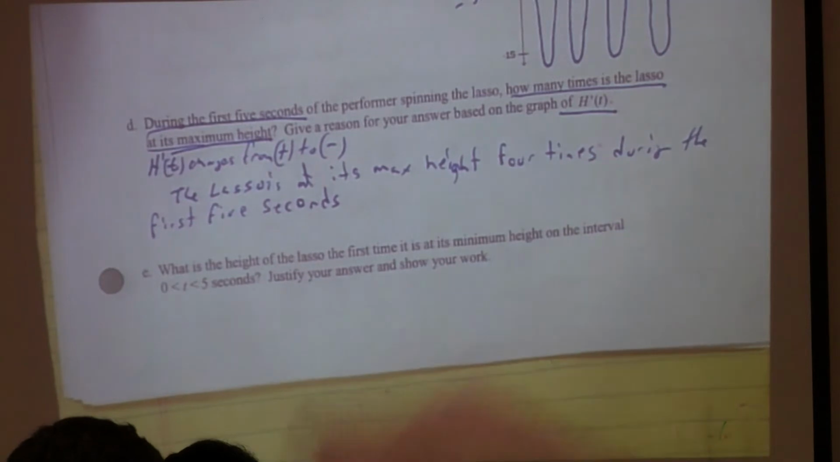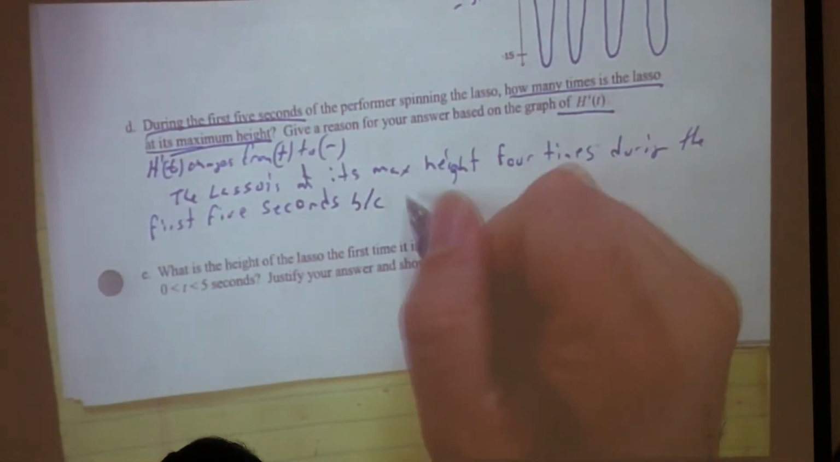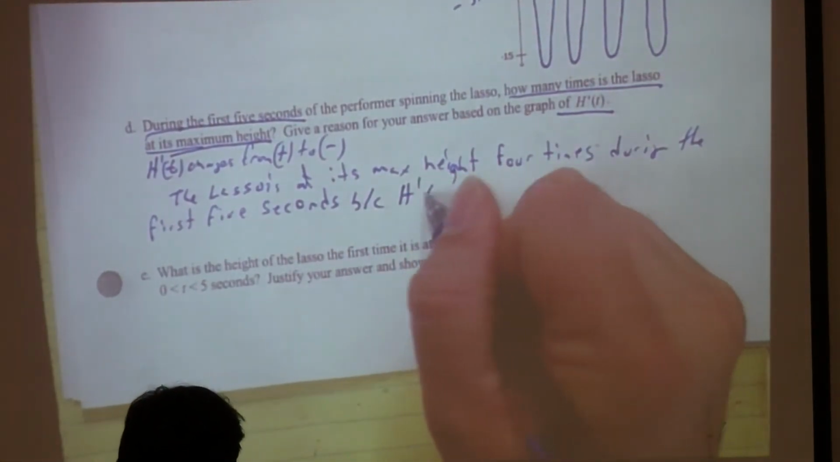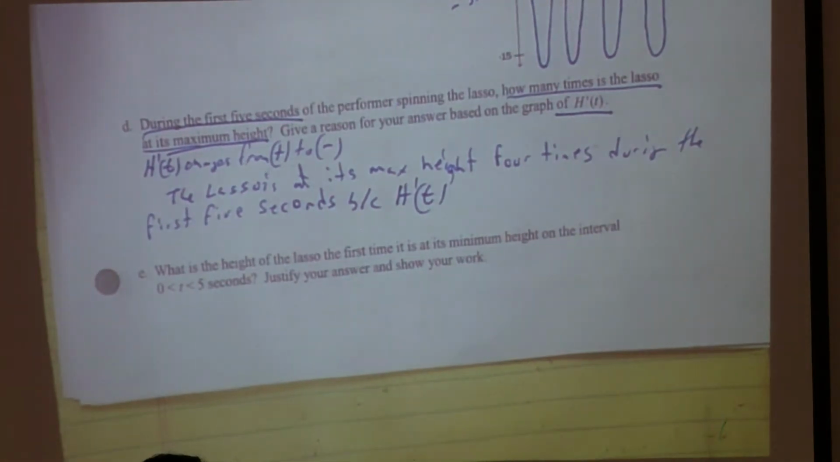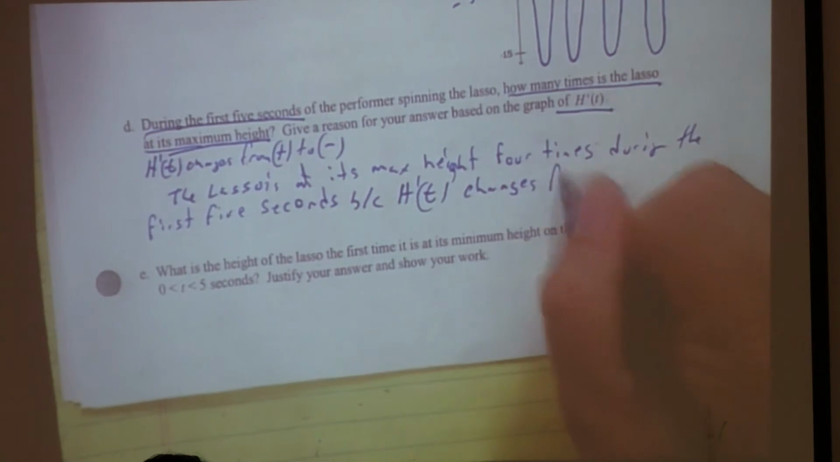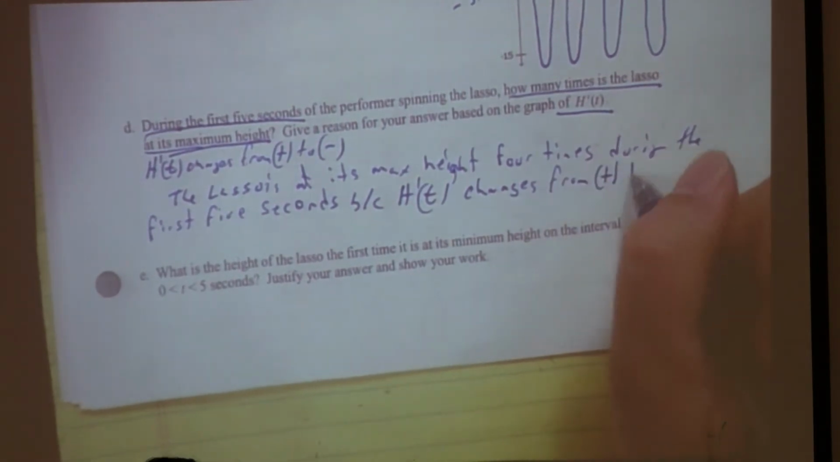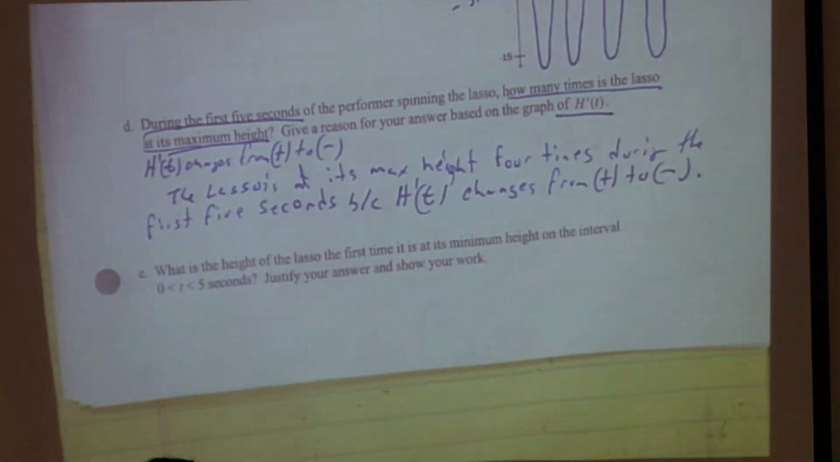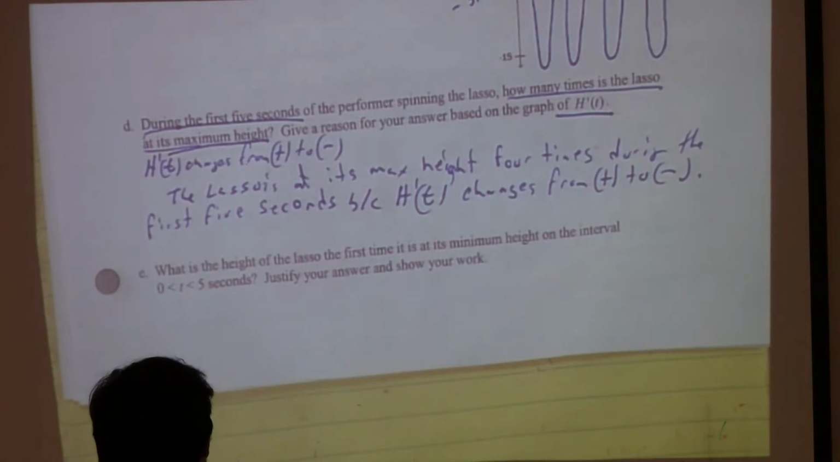And how would I know? Because h prime of t, well, that's what our reason has to be based on. There goes up to like 18. Changes from positive to negative. Good. Easy?